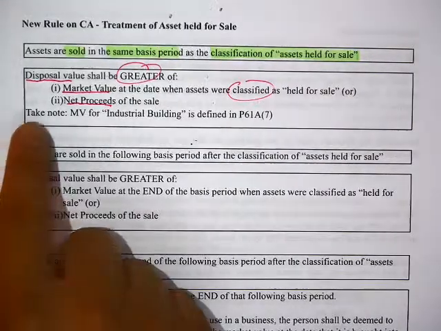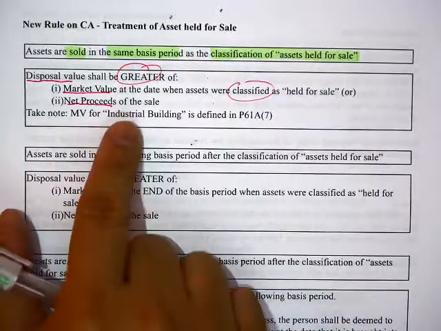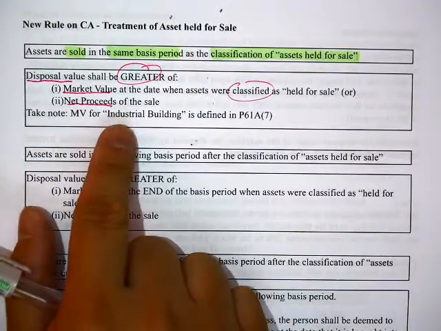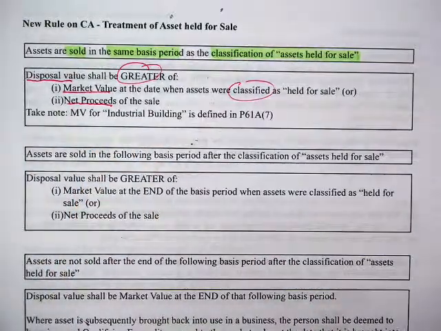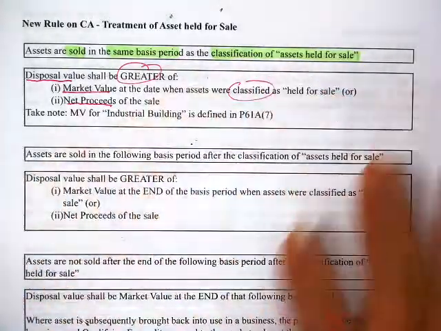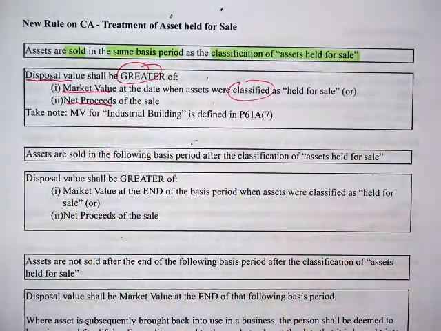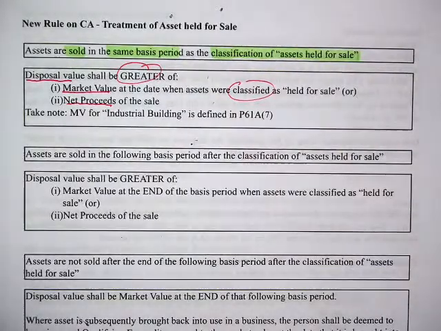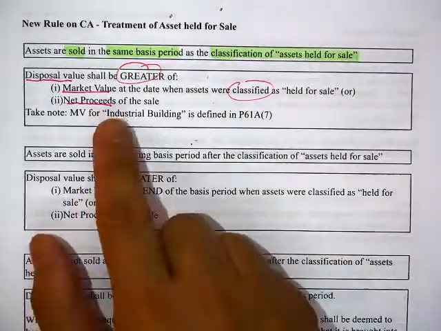Okay, now I put here, take note for the market value for industrial building, because the law clearly says that if you're disposing an industrial building that's deemed or held for sale, the market value will be determined by the government. So it's not by you. Okay, they will decide what's the market value. Follow? Now, so this is the first case.